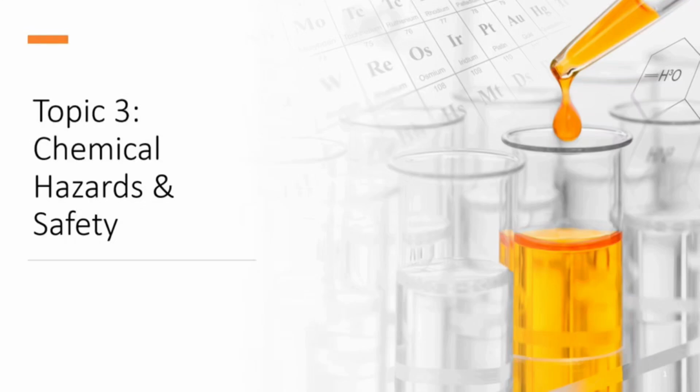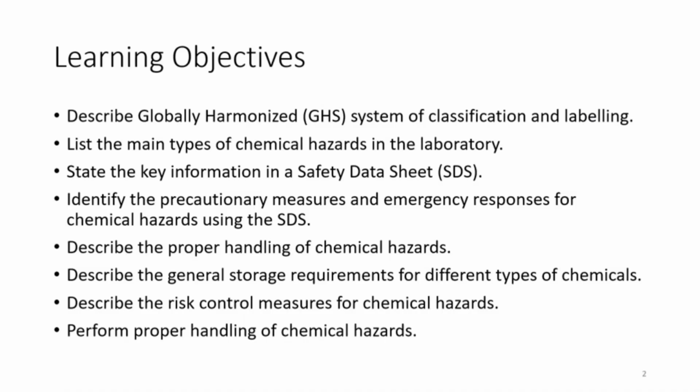In this topic, we will learn about chemical hazards and safety. At the end of this topic, you should be able to describe the Globally Harmonized System of classification and labeling, list the main types of chemical hazards in the laboratory.